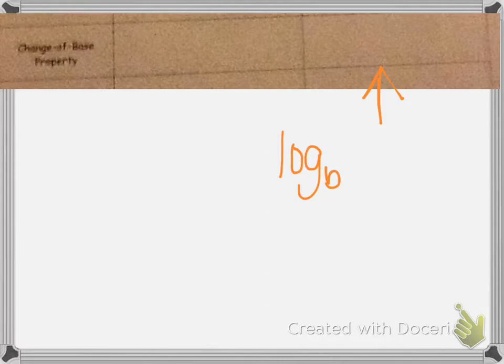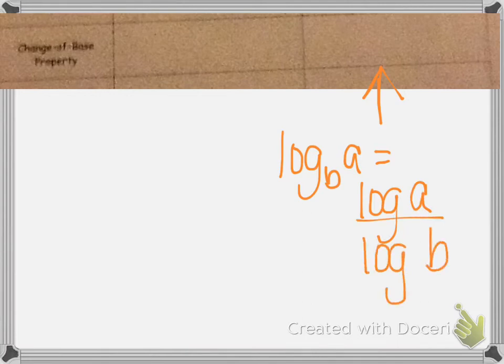Change of base property. So this, just like the definition of a logarithm, is one we've been using recently, and this one is just for logs. This one says log base b of a. If that is true, then this is the same as saying that we would change this into log of a divided by log of b. And remember, both of these logs would then be in base 10, so that we can use the logs on any calculator.